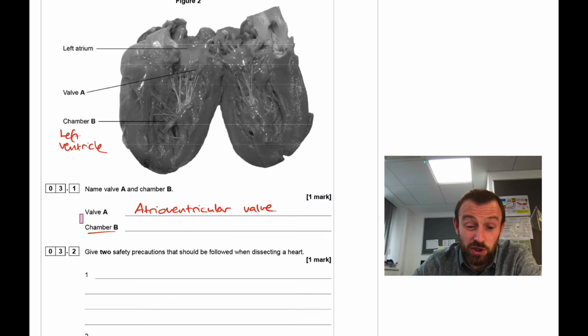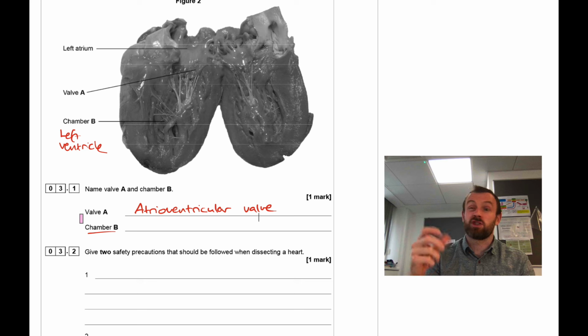Okay, safety precautions that should be followed when dissecting a heart. Okay, so when dissecting a heart, we're going to be using scalpels. So think about safety precautions to do with scalpels. When you're cutting, you want to use a sharp scalpel. That actually reduces the chance of injury. And you want to cut away from your hand. You want to wear gloves. You want to wash your hands after the procedure.